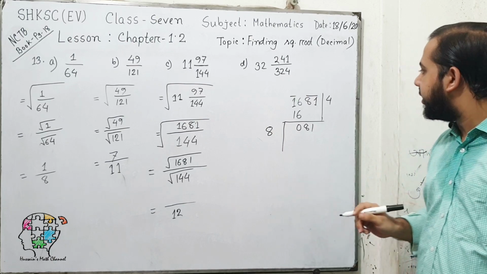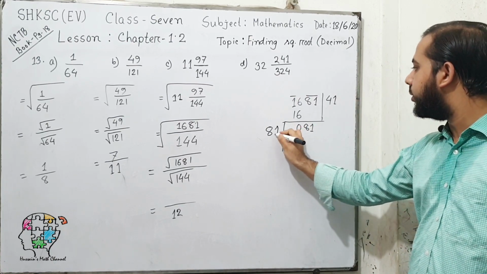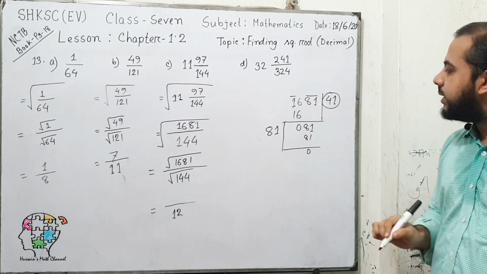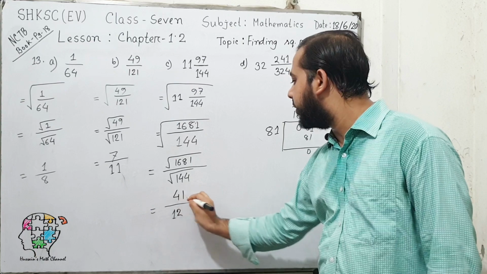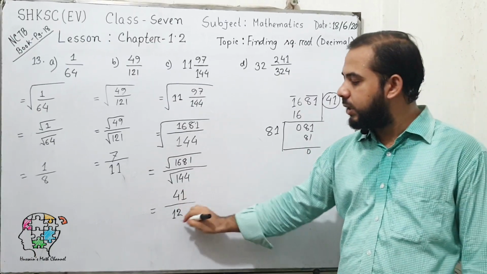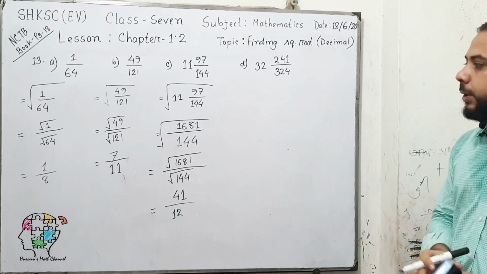and now you have to double it. 4 times 2 is 8. Now you have to put here just 1 and 1, so 81 times 1 is 81, which is exactly the same. So the square root of 1681 is 41, which is your answer. If the question asks you to give it in decimal form, then you have to divide and find the decimal form of this fraction. Now move on to question number D.